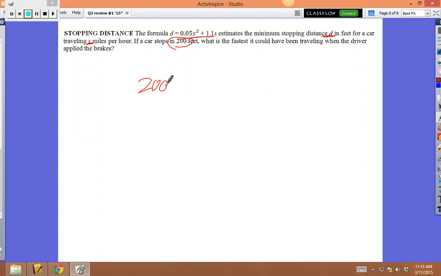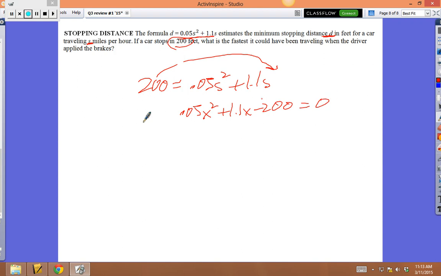So let's take 200, and 200 is the distance. So it's going to be 200 equals 0.05 s squared plus 1.1 s. I should change those to x's. So move 200 over here, get everything on one side: 0.05 x squared plus 1.1 x minus 200 equals 0. So now a is 0.05, b is 1.1, c is negative 200. I just use the quadratic formula.